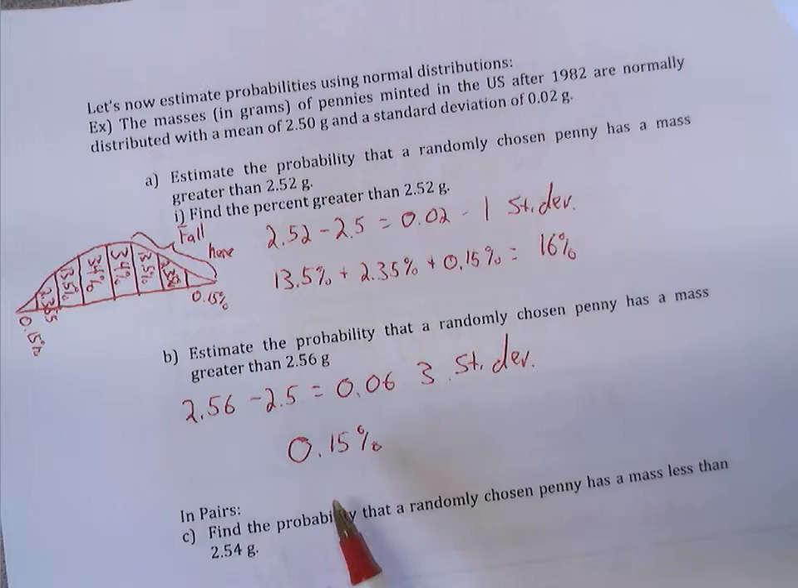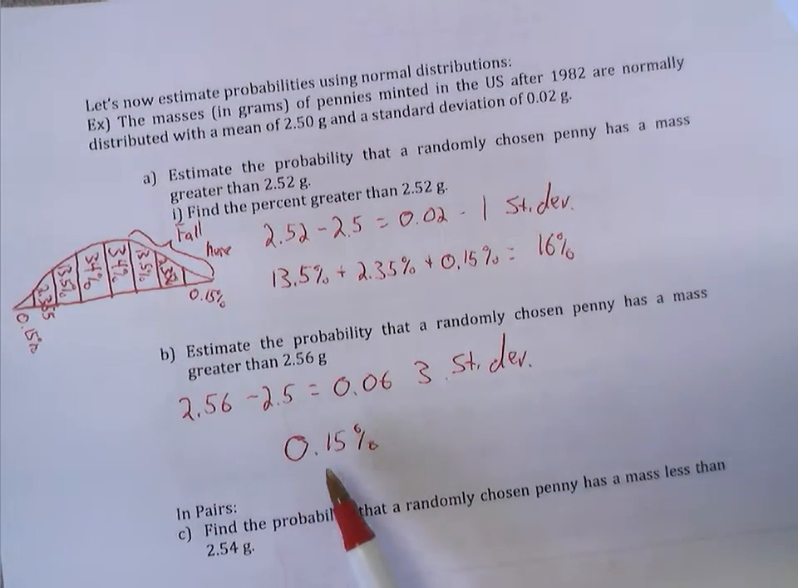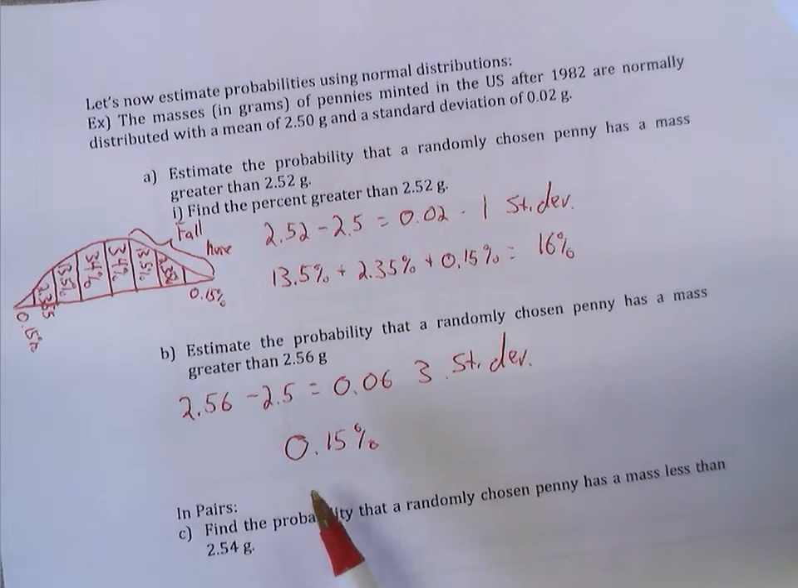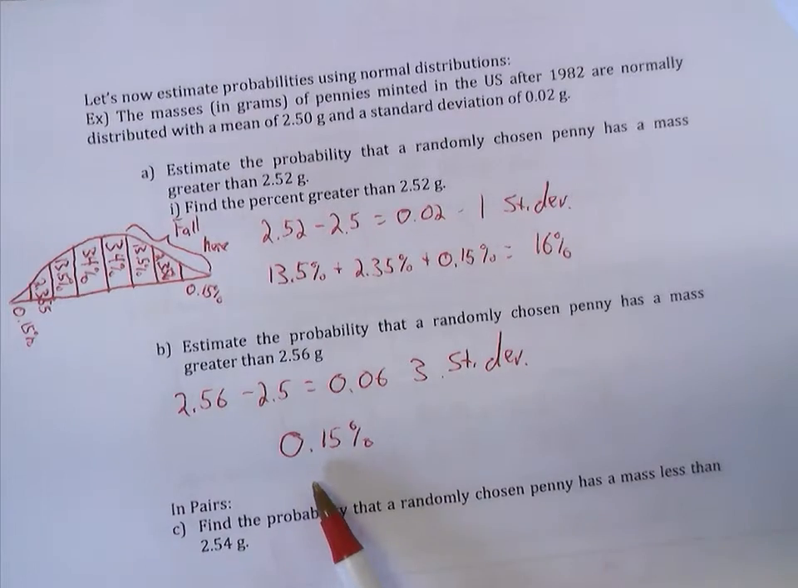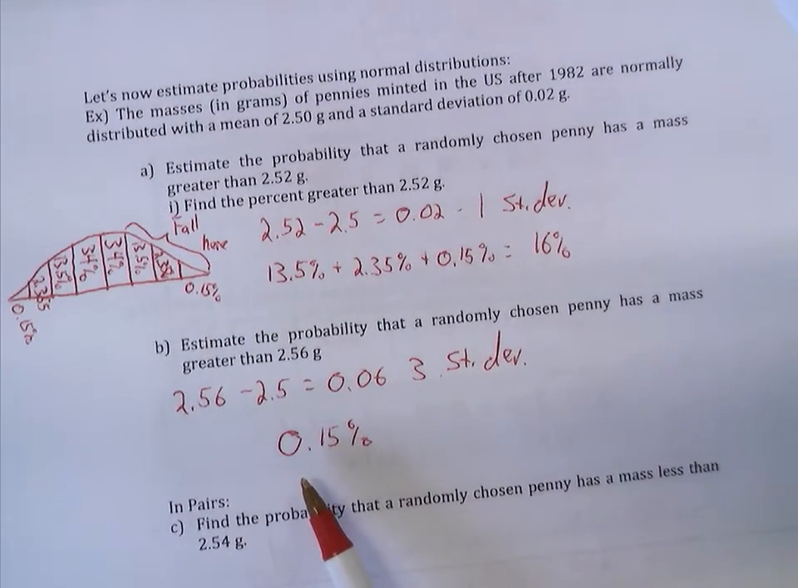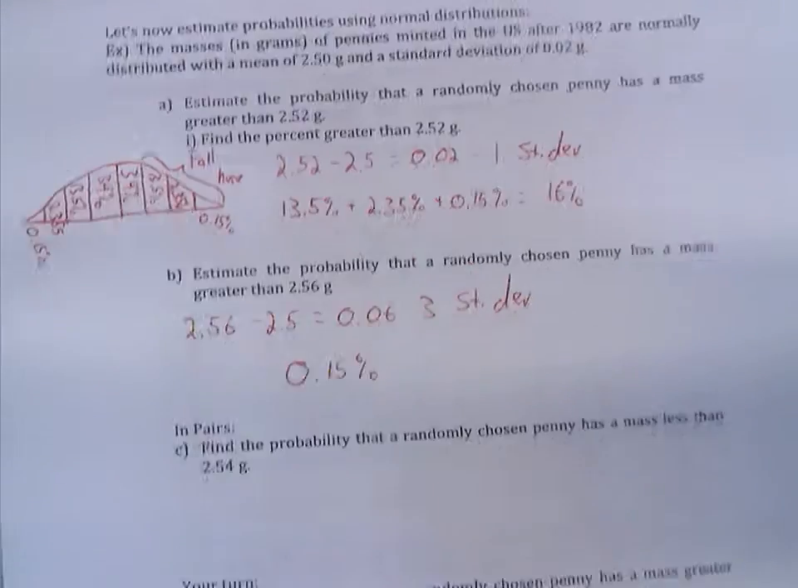To put this in perspective, since it's less than 1%, that means not even 1 in 100 pennies is going to be at this amount. It's only going to be about 1.5 in every 1,000, or 15 in every 10,000 pennies that are going to actually be greater than that.